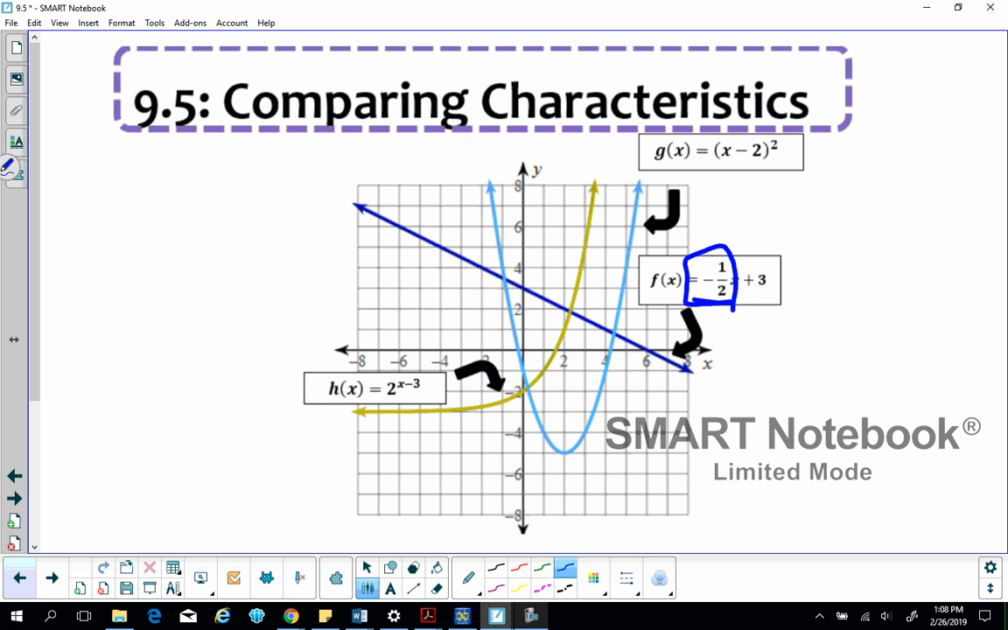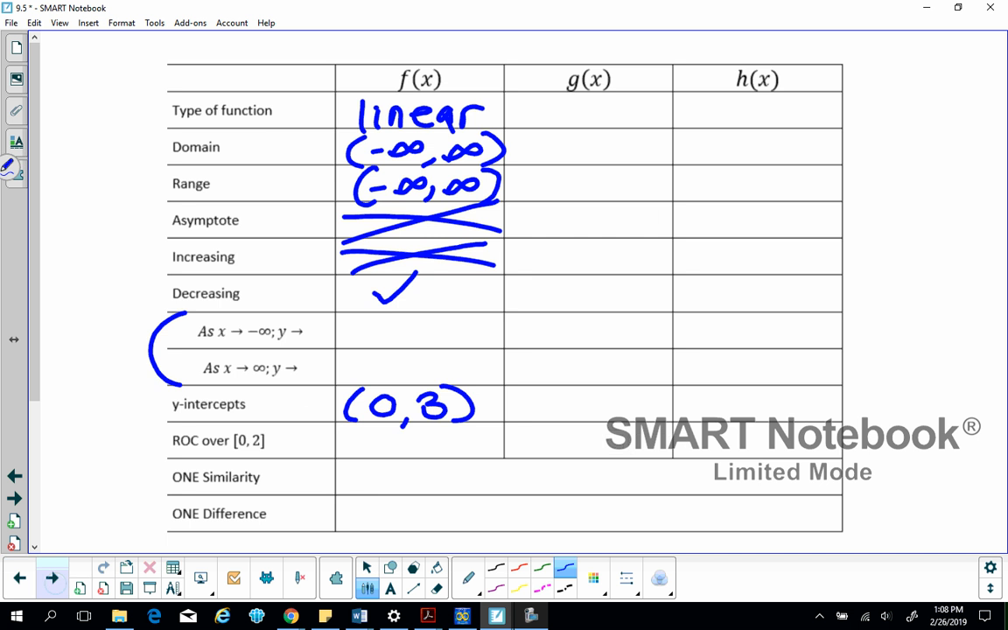Or I could sit here and go, okay, from here to here, I go down 1 over 2. Either way, you get the same answer. So negative 1 over 2. And then we have to do this last part last. Cool. That's a third of the way done.